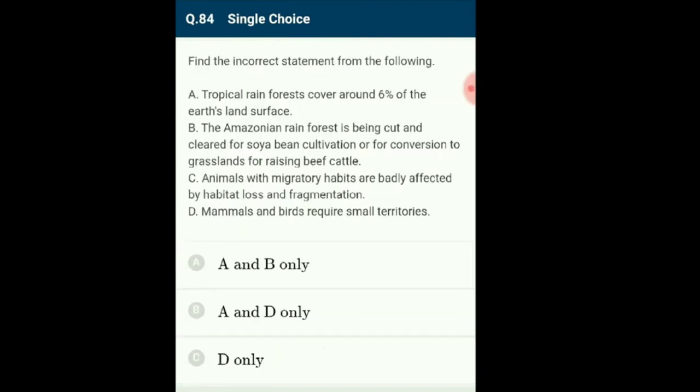Question number 84. Find the incorrect statement from the following. When habitats are broken into small fragments due to various human activities, mammals and birds requiring large territories and certain animals with migratory habits are badly affected, leading to population decline. So the answer for this question is option C. From the given 4 statements, option D is the only incorrect one.